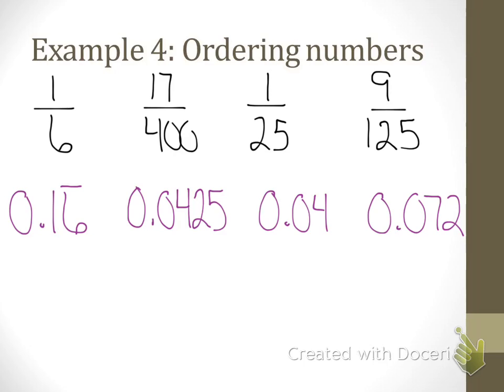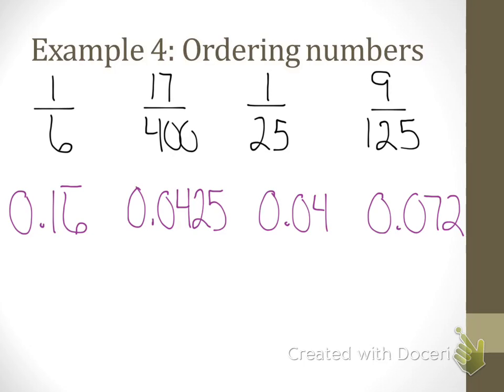Now, I need to figure out which one of these decimals is the lowest value, the least value. So I'm going to look first at my tens place. Well, here's a 1, a 0, a 0, and a 0. So it's definitely one of these 3, okay? All right, so now I need to look at my hundredths place. I have a 4, and a 7. So this one's out. It's between these 2. And now I need to go to my third decimal place. I have a 2, and what's understood here? A 0. So which one is the smallest? 1 over 25. Very good.